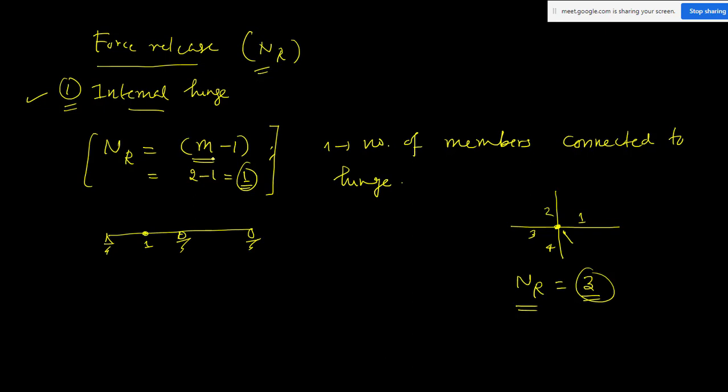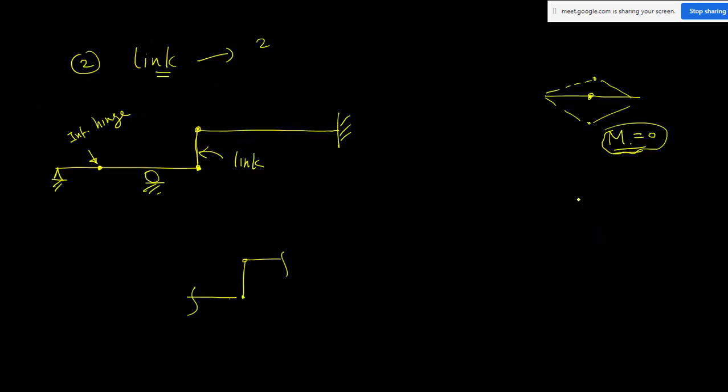The number of extra equations, the number of force releases due to an internal hinge, is equal to m minus 1, where m is the number of members connected to that hinge. So that is a hinge.